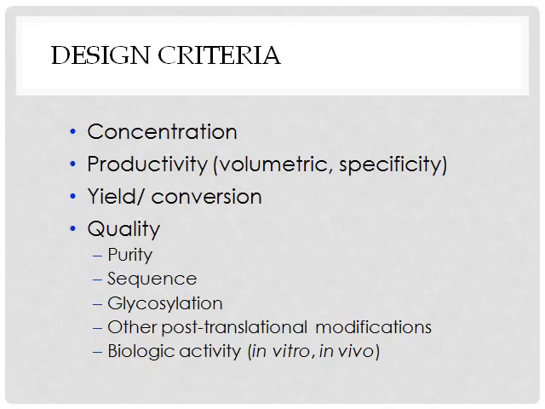What are the design criteria? These things can include the concentration that is produced by your model system, the productivity, that includes the volumetric as well as specificity of product production, the yield and conversion to your product, and perhaps most important is quality, and that means the purity, the sequence. Is the sequence accurate? Is it glycosylated? Does it have post-translational modifications? Are there foldings of these proteins? What is the biologic activity measured both in vitro as well as in vivo?